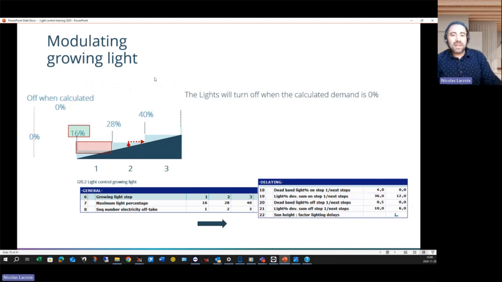Oops, sorry. The light will turn off only when the calculated demand is 0. So even if I calculate below my 16%, the light will stay on at least at the minimum percentage here, if it's set at the dealer level. And when I calculate 0%, then it will turn off completely.